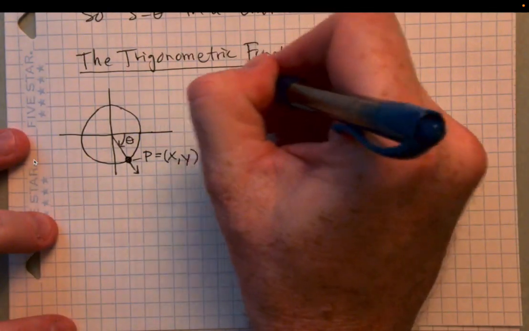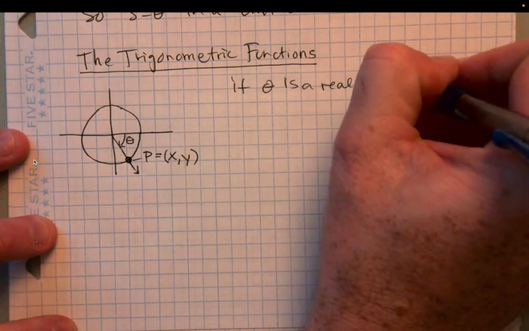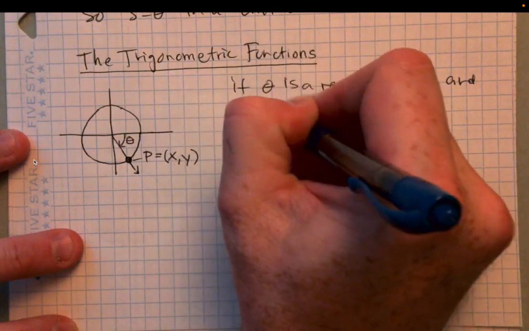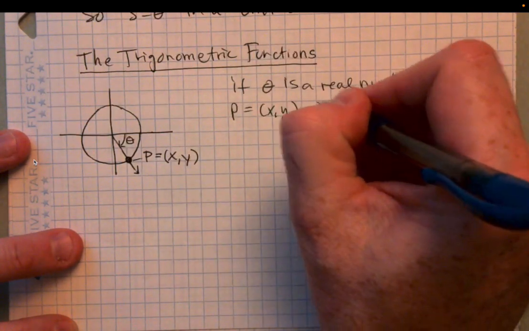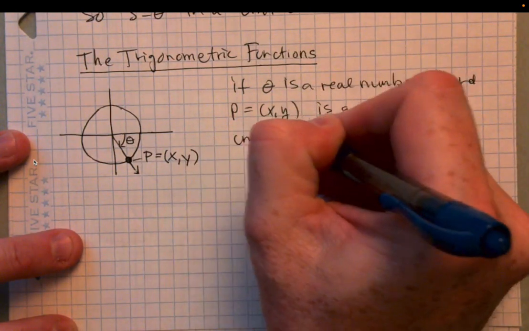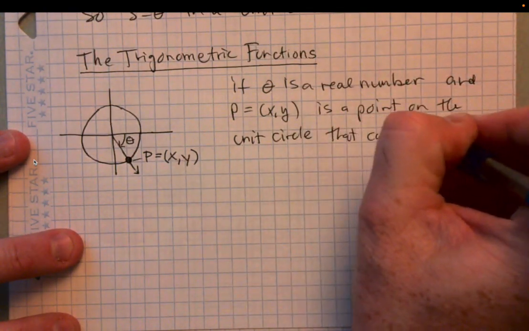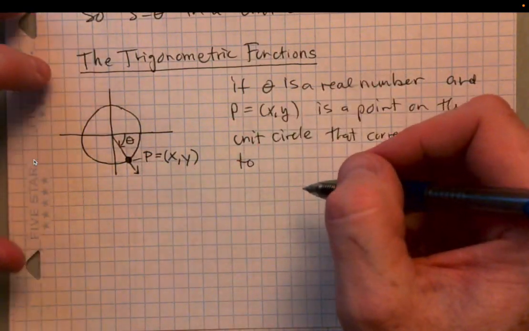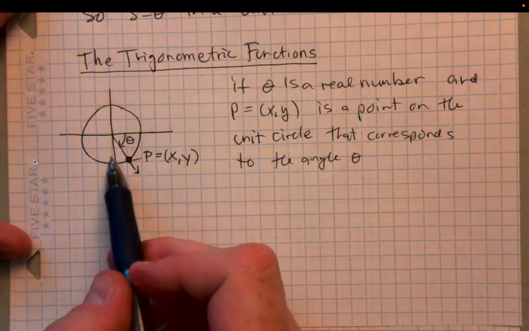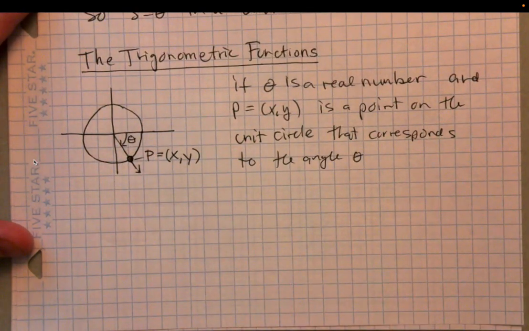Okay, and so if theta is a real number, and P is equal to XY, a point on the unit circle that corresponds to the angle theta. Corresponds just means that theta is the angle that's swept out by the ray that intersects the unit circle at point P. Okay, that's all corresponds means.